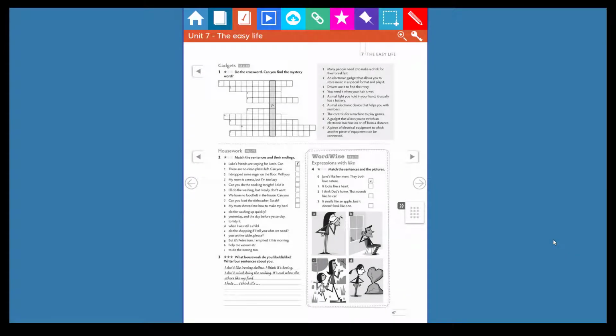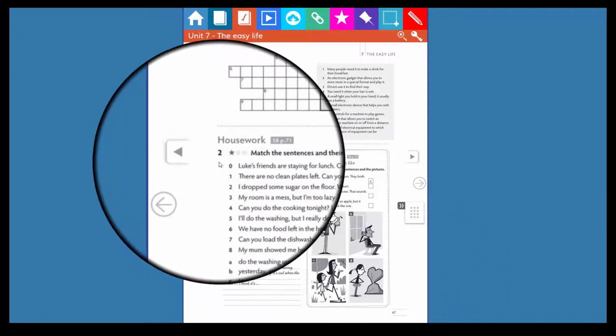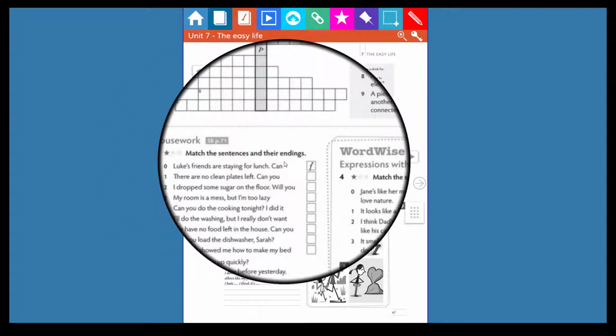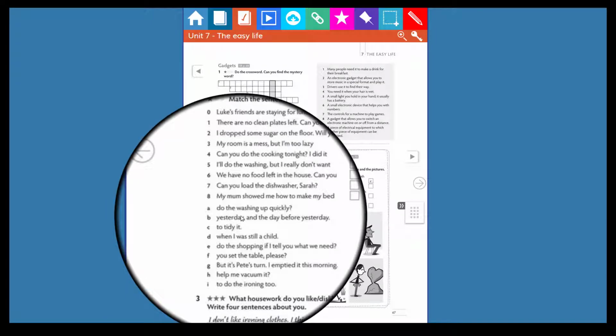And this is the homework that you have to do this week. You have to open your workbooks on page number 67 and do activity number 2 and 3. Let's check the activities. Number 2. Match the sentences and their endings. Okay, so here we have different sentences and here you have the endings of the sentences. You have to match them.